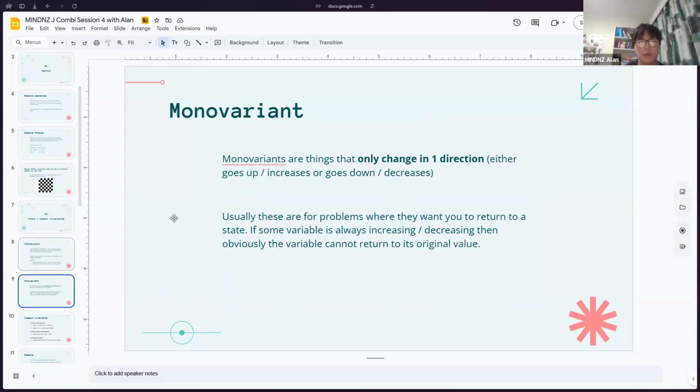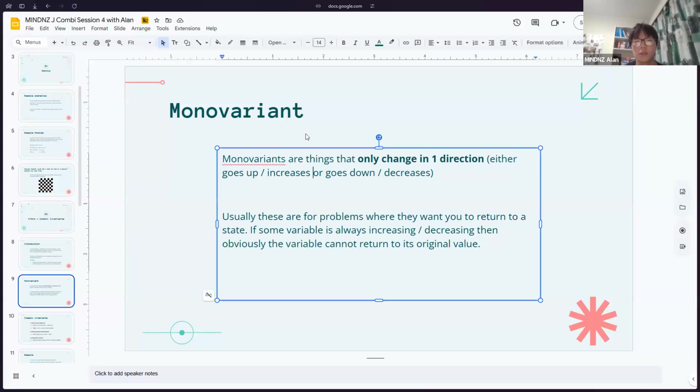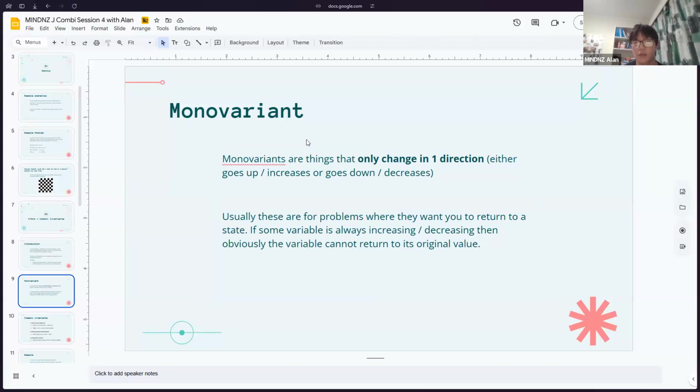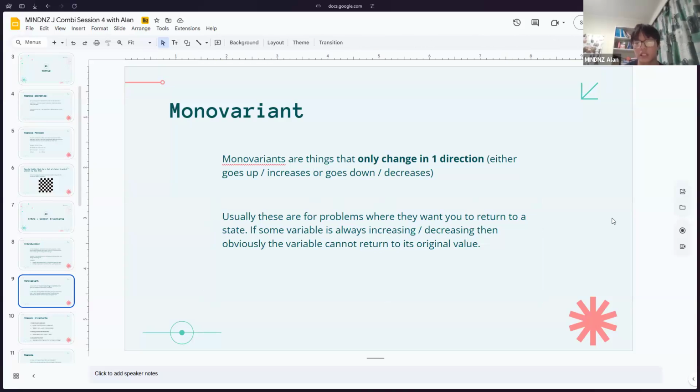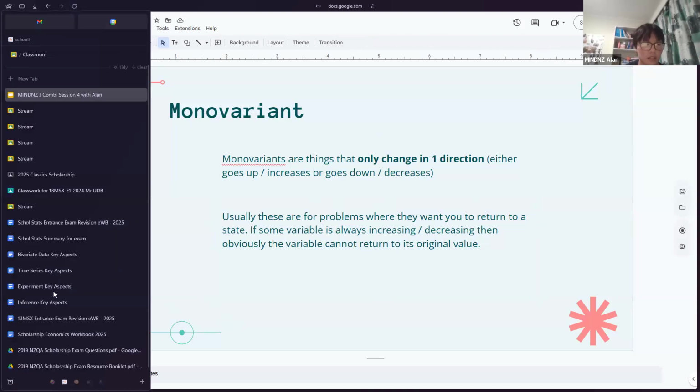So apart from invariants, we also have monovariants. Invariants don't change, and monovariants change only in one direction. So they either increase or decrease, up or down. Problems involving monovariants usually ask you to return back to a state during a game or during some process. But then there's probably some property that you need to find in these problems that shows that it is always increasing or decreasing. So you'll never be able to return to the same initial conditions.